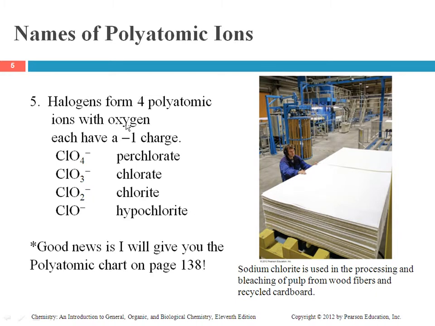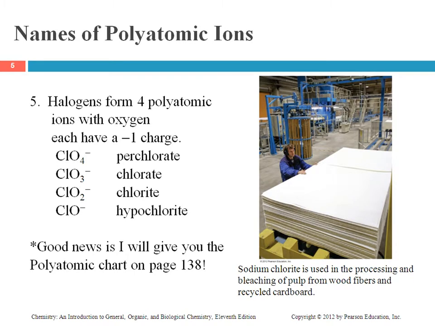Also, if you have halogens that form polyatomic ions with oxygen, they usually have a -1 charge. And here are some names. I do want you to go through these, and they are very useful. A lot of these ions are used in industry; for example, sodium chlorite is used in the processing and bleaching of pulp from wood fibers and recycled cardboard. But there are many uses for these.